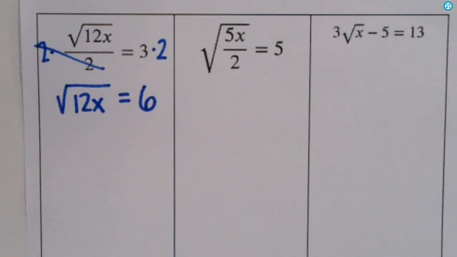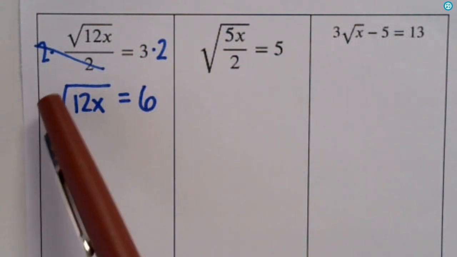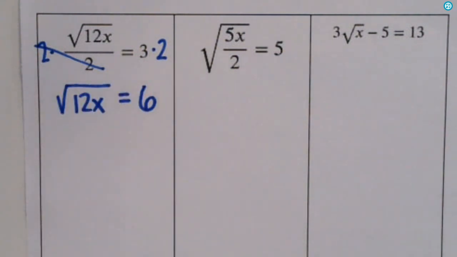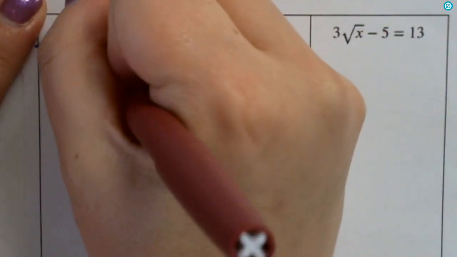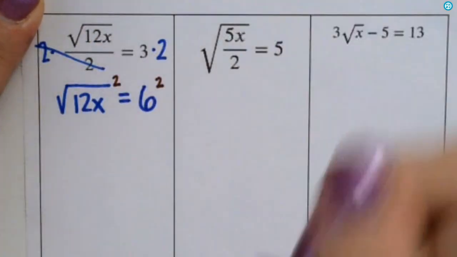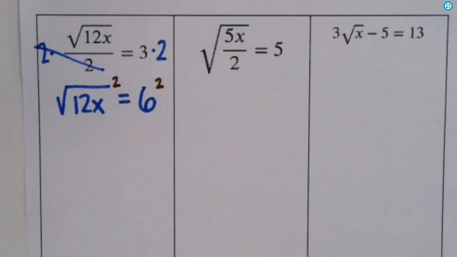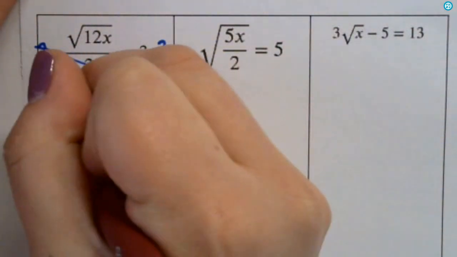Our next step, we've got square root of 12x. Is there anything on the left side of the equation that is outside the square root? No. So everything on the left side here is underneath the square root. So it is time to square both sides of our equation. So I'm going to square the left side of my equation, and I'm going to square the right side of my equation. When I square something, I am multiplying it by itself. So this square root and square cancel out, and all I have on the left is 12x.